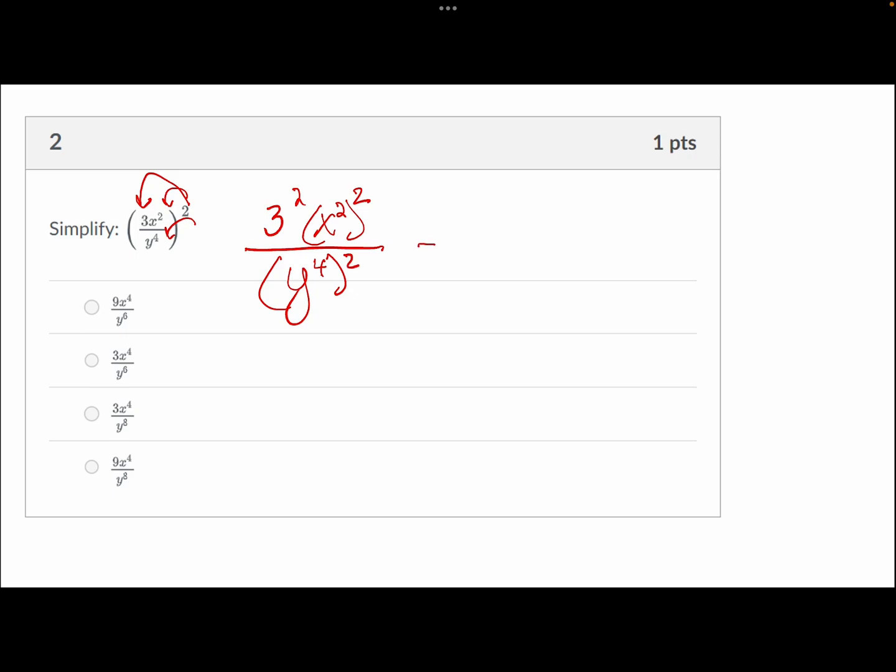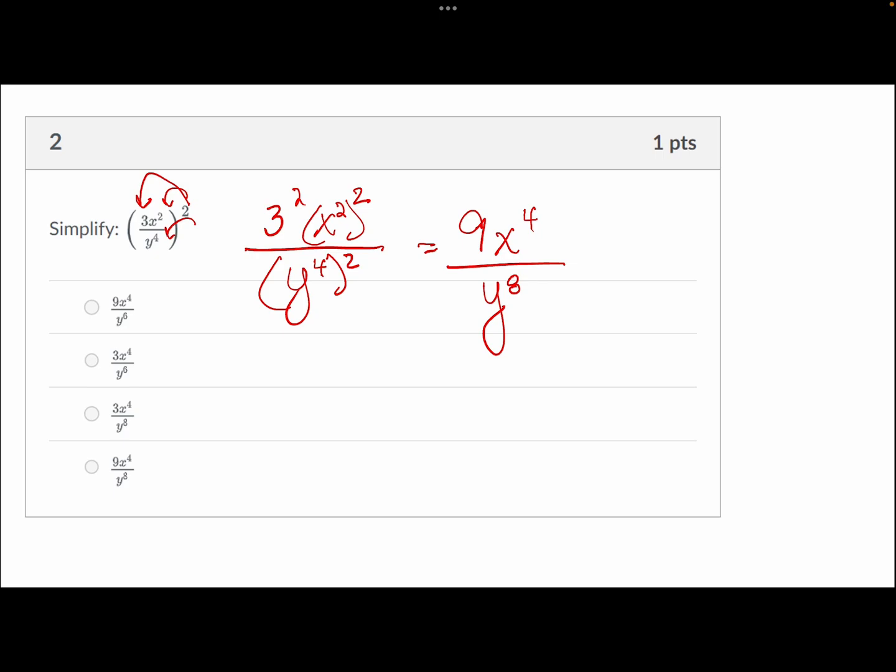3 squared is going to give me 9. X squared squared is going to give me x to the 4th. And y to the 4th to the 2nd, 4 groups of 2, is going to give me y to the 8th. That is your final answer there.